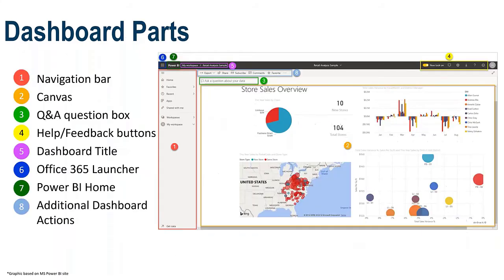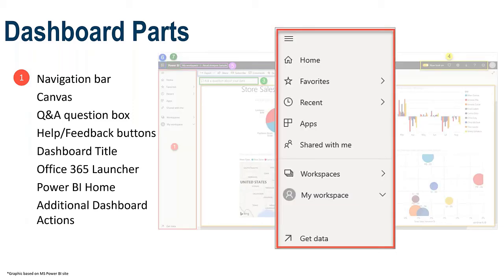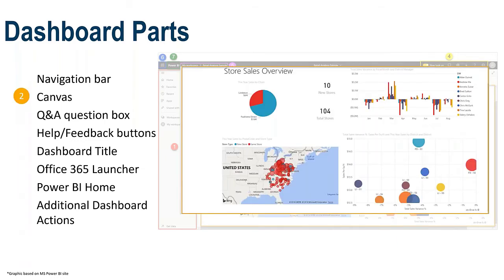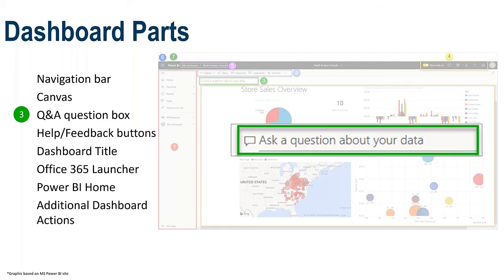Let's look at this dashboard a little bit closer because there's a lot of stuff going on here. The dashboard is something that exists in the service, so you're going to be looking at it through a browser. You have your navigation pane. It shows up on the left-hand side. It allows you to navigate throughout the service. Next, you have your canvas, and that's where all of those tiles live. That's either our individual visualizations or an entire page of a report. Next, you have your Q&A box. This allows you to ask natural language questions of your data.